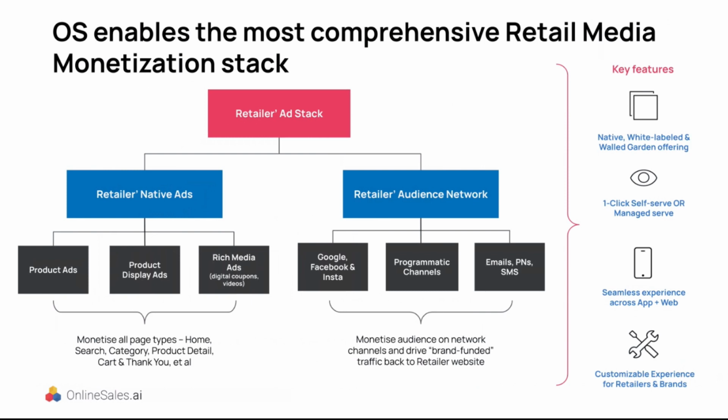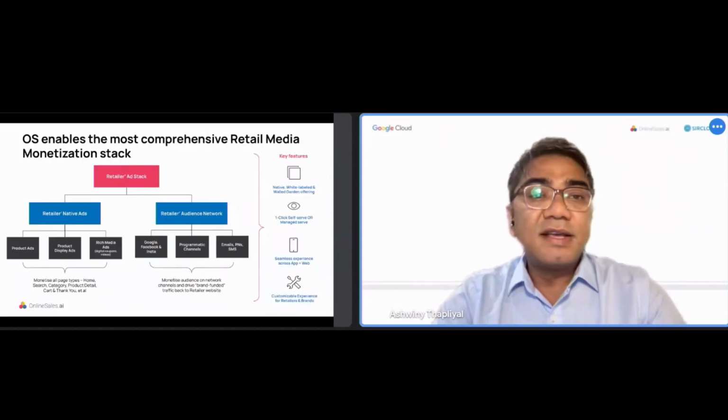So from an advertiser's point of view, you're setting up a campaign on one interface, and essentially the platform is deciding how to allocate it across native and the audience network. All of this, of course, is native and platform agnostic across Android, iOS. So it just works. It's white labeled. You offer it to your advertisers as your own offering. It's self-serve, so if you want to work with 50,000 sellers and 600 advertisers, you can do that extremely easily.